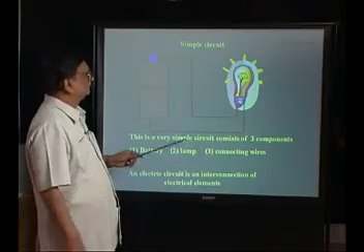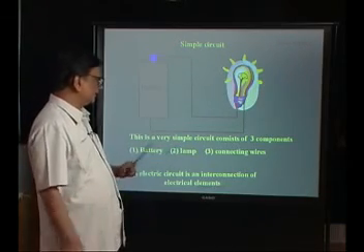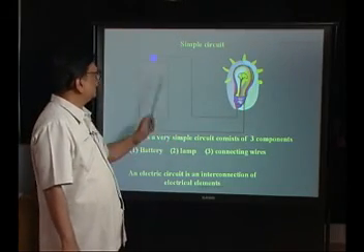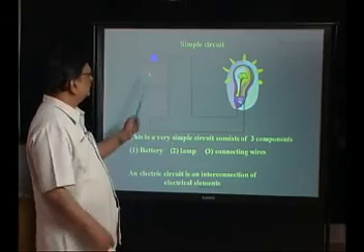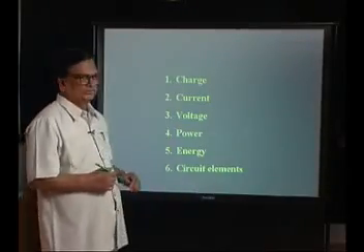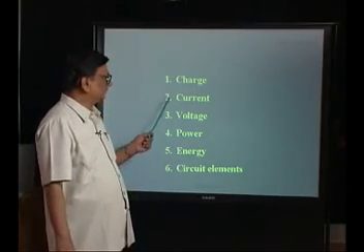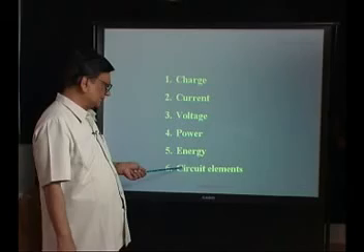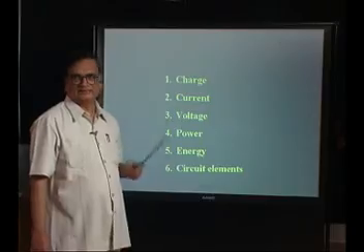same fashion. We shall take a very small example of an electric circuit consisting of three components. One component is the battery, the second component is the lamp, and the third is the connecting wires that are connected between the battery and the lamp. Since there is a closed path, we call this a circuit. So, in this particular lecture, we shall discuss the charge, the current, the voltage, the power, energy and various other circuit elements, and all these things are illustrated with several examples.